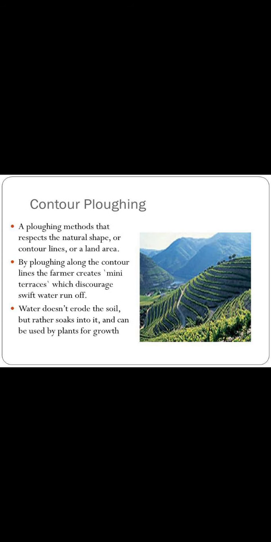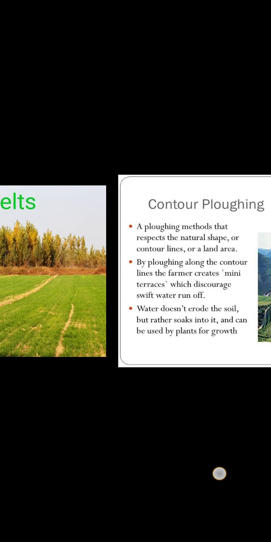Next method is contour ploughing. Here, ploughing is done at the contours of a hill slope to form a natural barrier for water to flow down the slope. And the last method is the shelter belts. In the coastal and dry areas, rows of trees are planted to check the wind movement to protect soil cover. So if we follow these 7 methods, we can conserve soil.